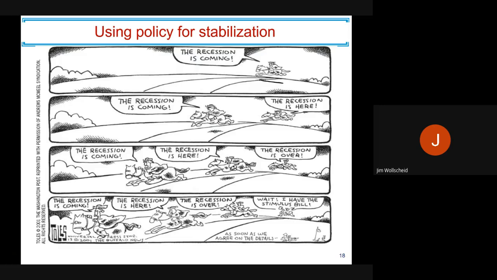So we have the kind of little Paul Revere guy who walks around and says, the recession is coming. The recession is here. The recession is over. Why? Because usually it takes about 11 months. Oh, now finally Congress got together and says, oh, wait, I have a stimulus bill. Again, the comment is, as soon as we can agree on the details. So often what happens is, by the time Congress acts, sometimes more than 11 months later, the recession is done.